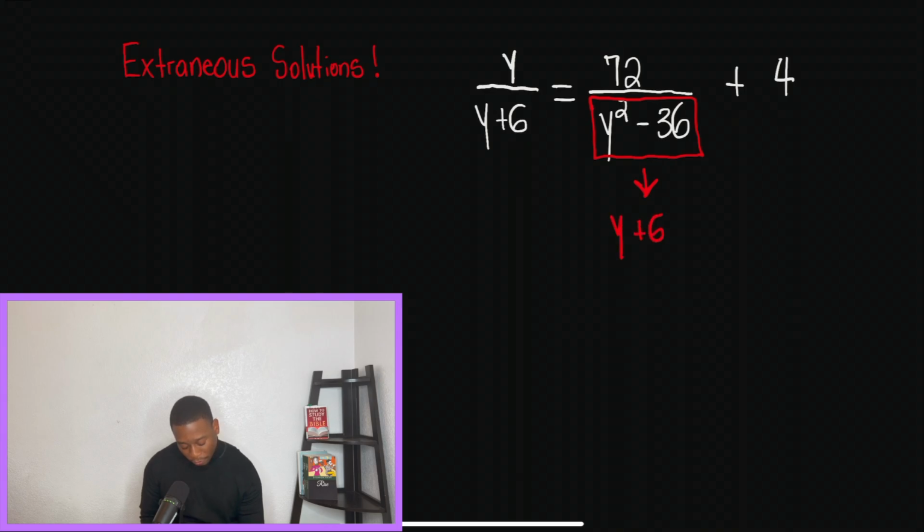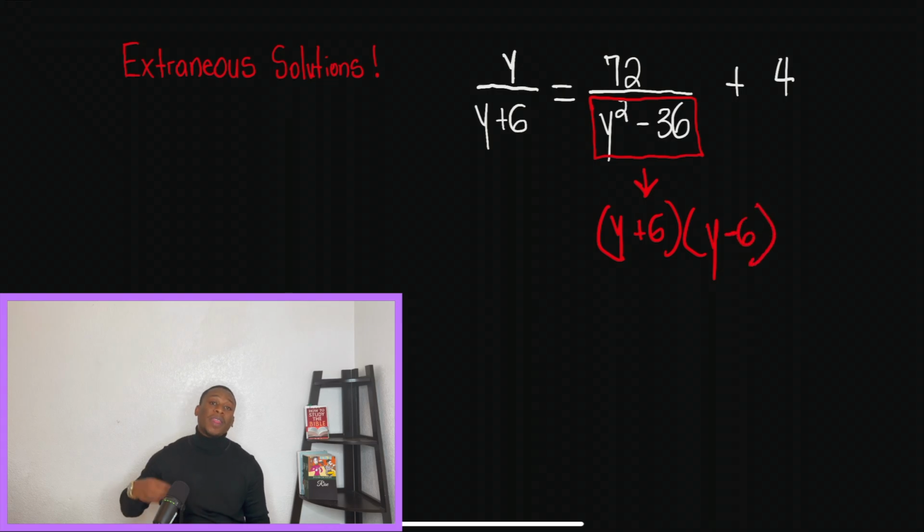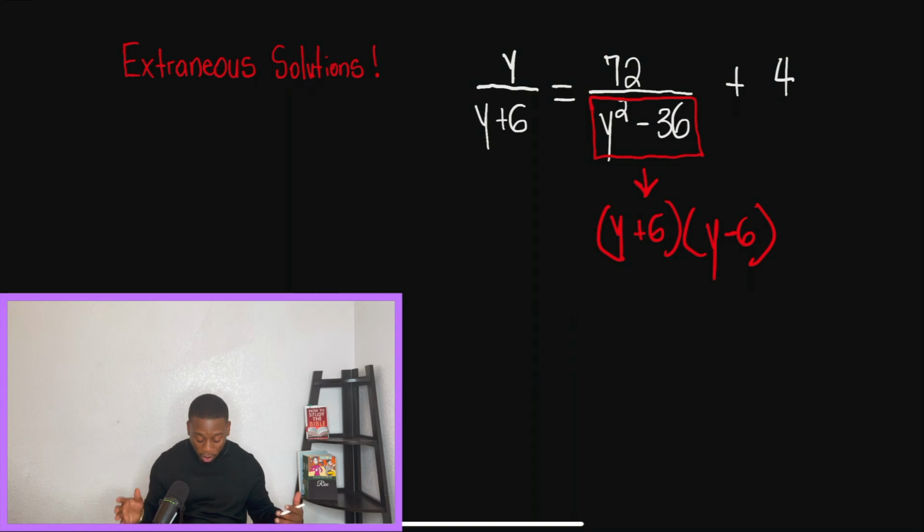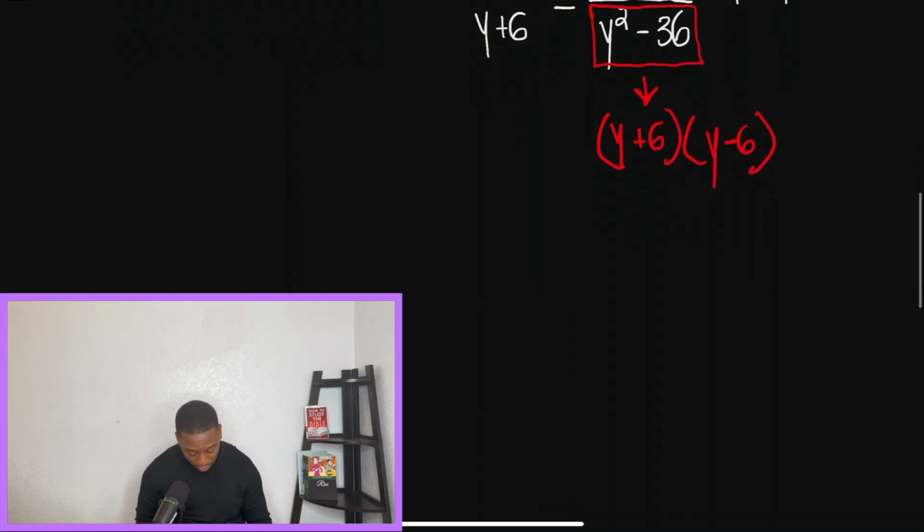So that means I'm going to factor this binomial down to y plus 6 times y minus 6. And this means that those other two terms, y divided by y plus 6 and 4, we're going to have the same denominator before we do anything. So as a result, I'm going to multiply everything by y plus 6 times y minus 6.